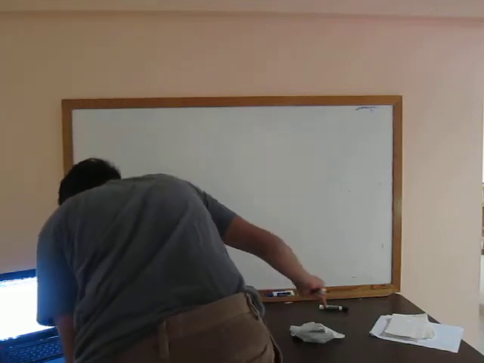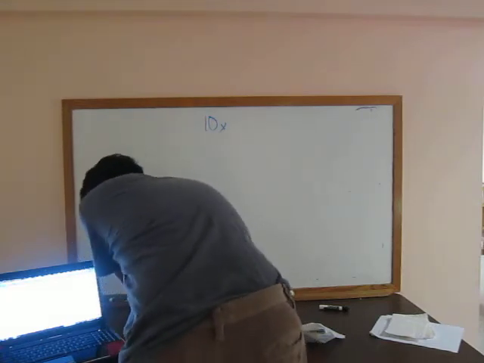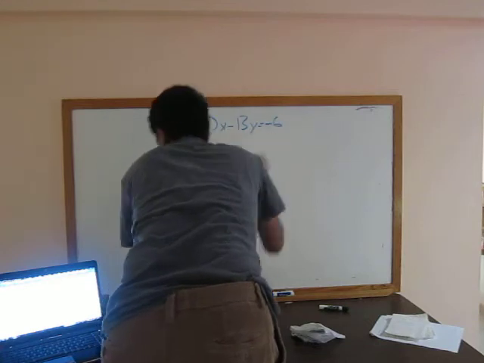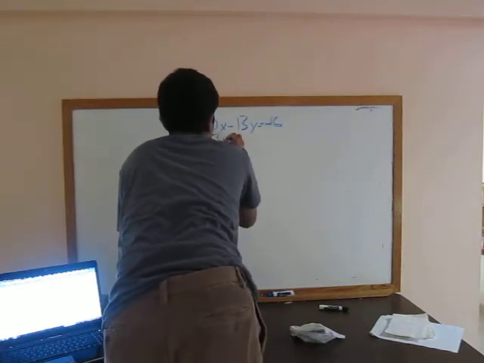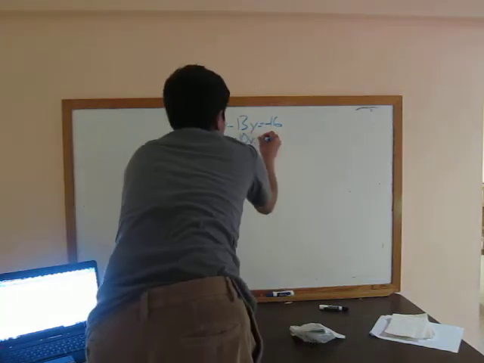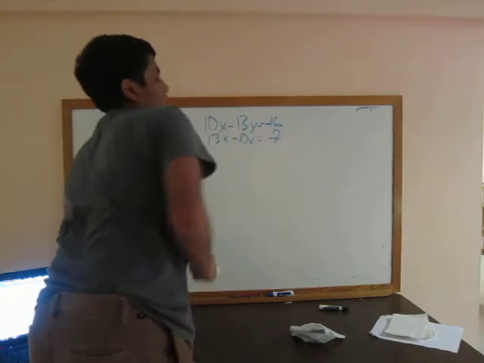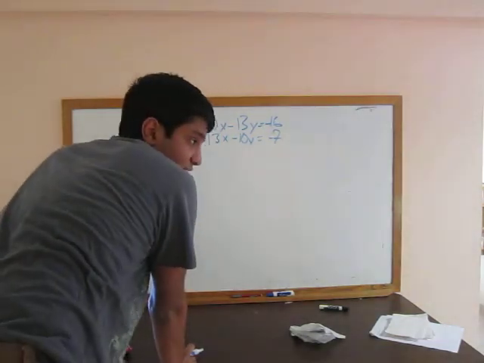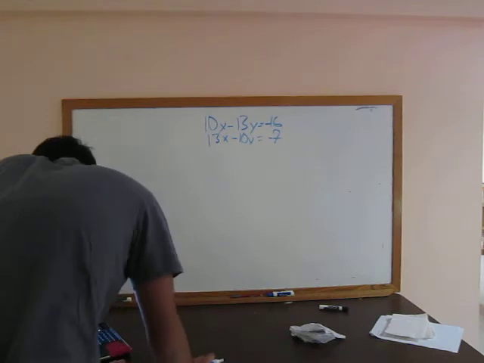For example, if you have 10x minus 13y equals negative 16, and 13x minus 10y equals negative 7. Now you see how the absolute values of these are interchanged? That's the special case. Doing it by the method I showed you in part 1 involves large numbers.